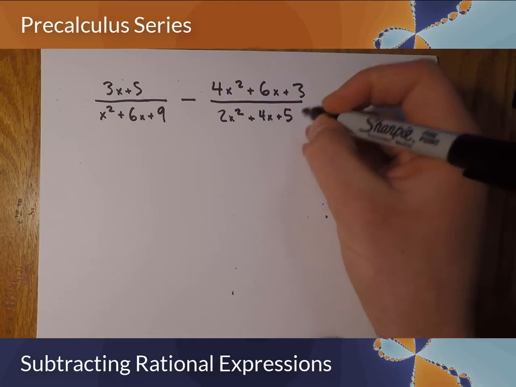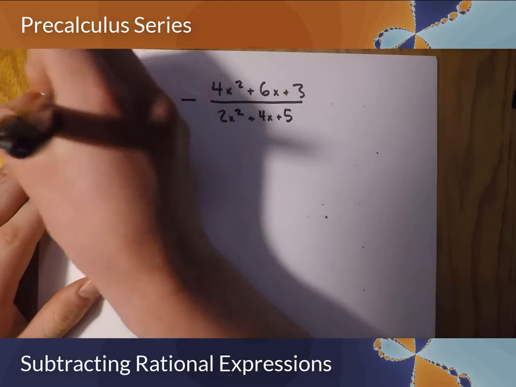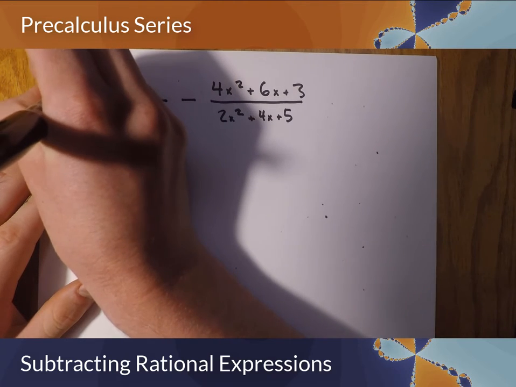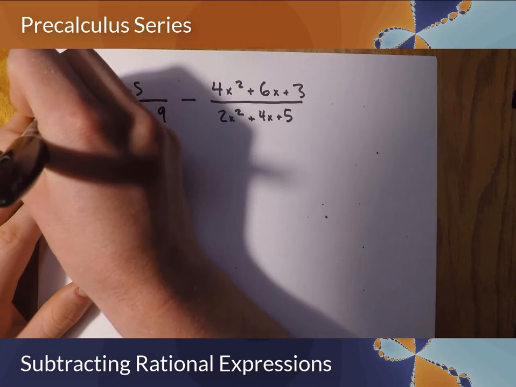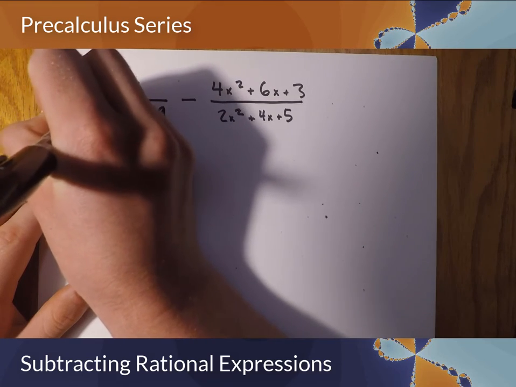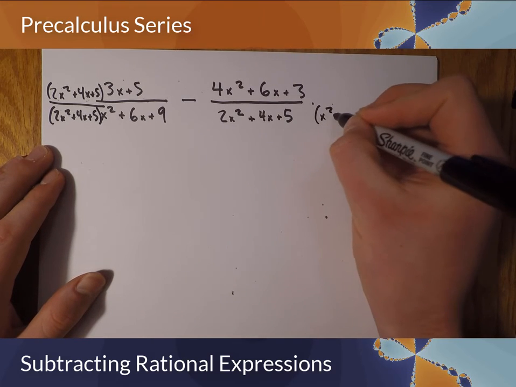So now, right here, we're going to say, okay, 2x squared plus 4x plus 5, multiply that by the top and the bottom, and then do the same thing on this side.